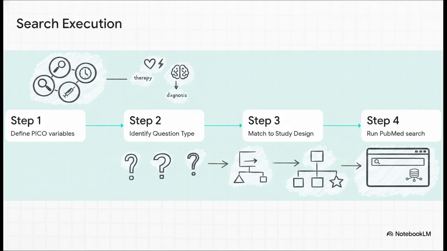Step 1, you define those PICO variables we just talked about. Step 2, you identify your specific question type. Is it therapy, harm, diagnosis? Step 3, you match that question to the ideal study design. And then finally, step 4, you take all that nicely structured information and use it to build and run a real search in a massive database like PubMed.